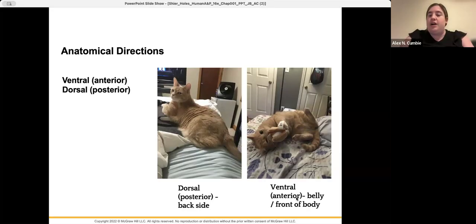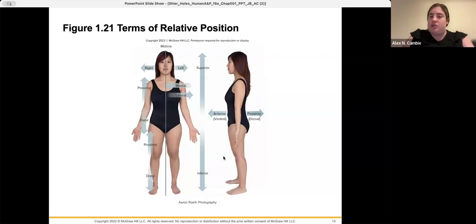When we switch to the front of the body, if we use the word ventral, it actually has another meaning other than front. It also means belly. Okay, so the belly side. And again, that word anterior, which we can use interchangeably, would be the front of the body. Very, very similar to this picture with this person, right? This is the front of her body. It's also the ventral or belly portion of the body.